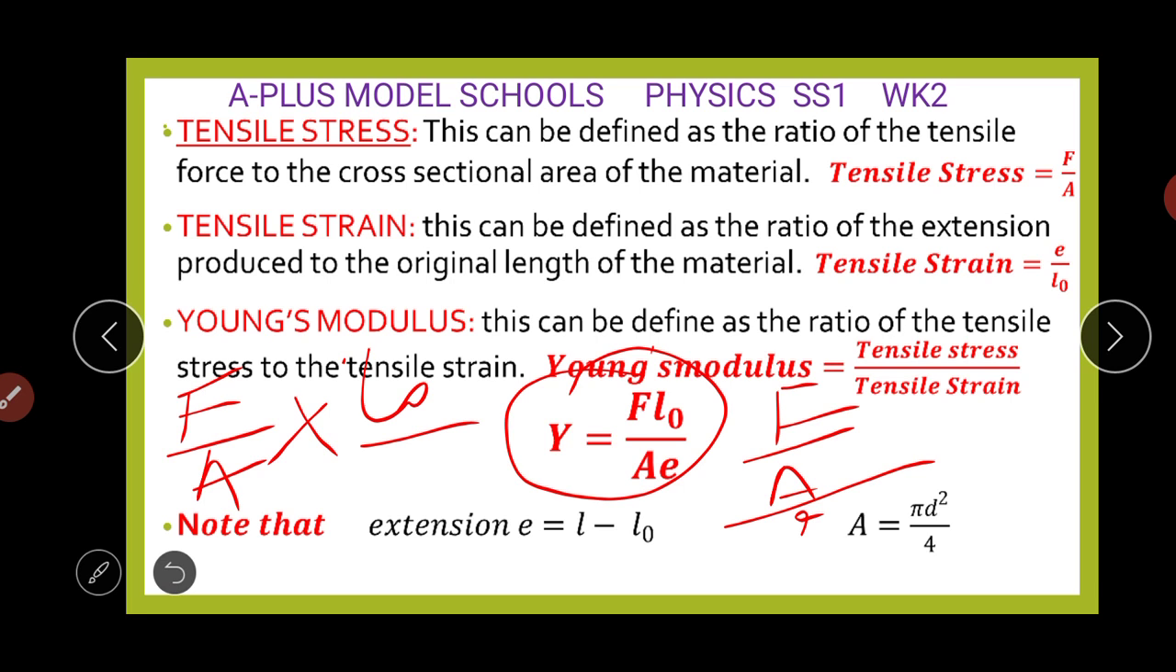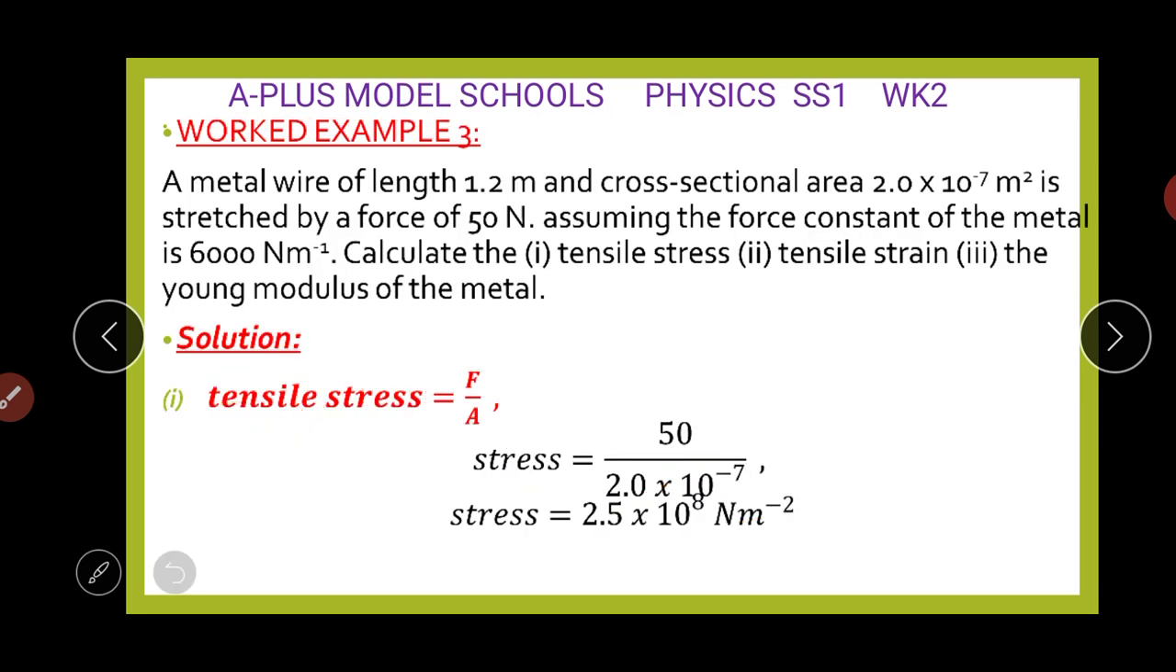And don't forget that area is pi d squared over 4, because whenever we have a circular material, the area is pi d squared over 4, and this is derived from pi r squared. When you substitute the radius as diameter over 2 in pi r squared, what you get is pi d squared over 4. So don't forget that area is pi d squared over 4 and the extension is L minus L naught. Let's look at worked examples on this.